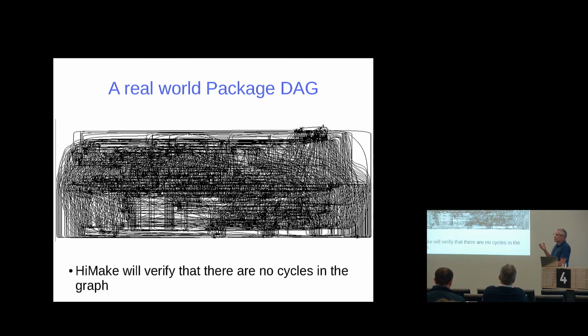A DAG in the real world will look more like this. And HiMake will verify that there are no cycles in this graph. It is a DAG, so we must ensure that it is a DAG, acyclic.